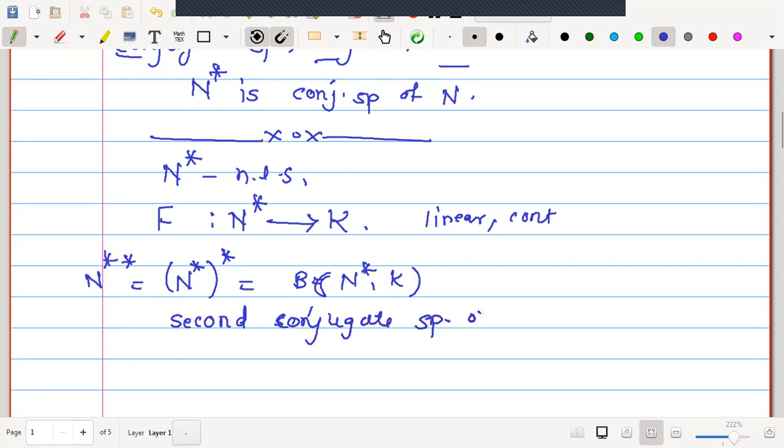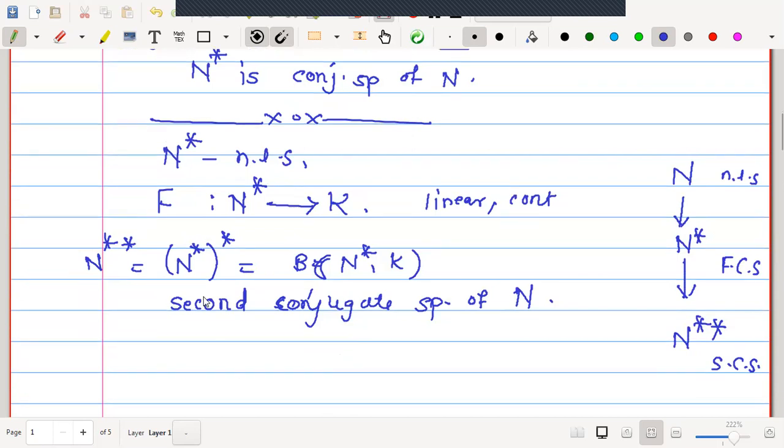Therefore, initially we start with N, which is the normed linear space. Then we find its conjugate space. Then we find one more conjugate space. Therefore, this is the first conjugate space, and this is the second conjugate space. Now, as in the case of N star, N double star is also a Banach space. The same theory, the same logic which we explained for the previous one, works.